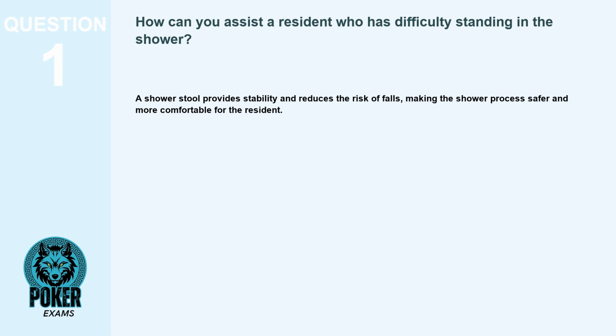A shower stool provides stability and reduces the risk of falls, making the shower process safer and more comfortable for the resident.